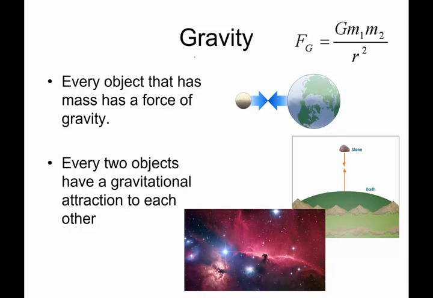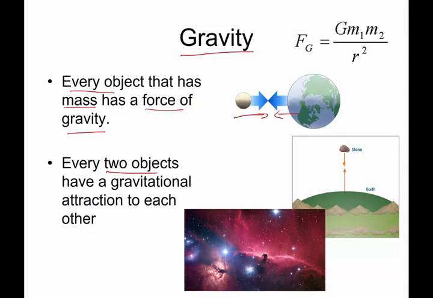Now, what does this law of gravity mean for you and I? First thing is, it says that every object that has mass has a force of gravity. That means that there is a force of gravity where the Earth is pulling on the Moon, but the Moon is also pulling on the Earth. And of course, this is what gives us things like tides. Every two objects in the universe have a gravitational attraction to each other.